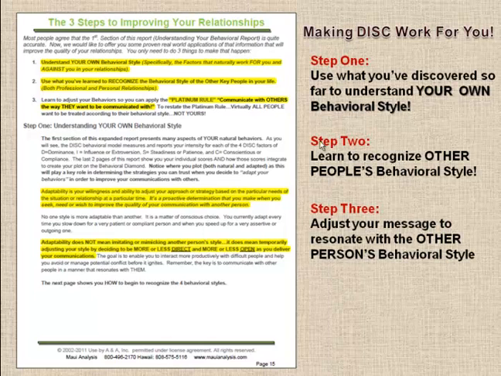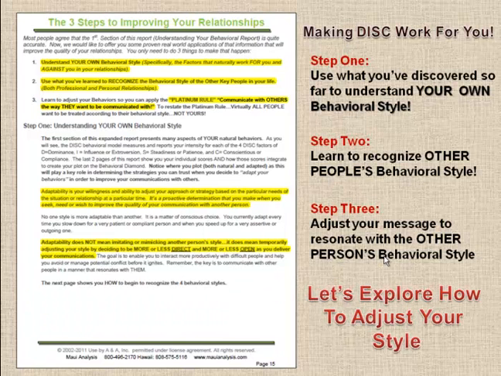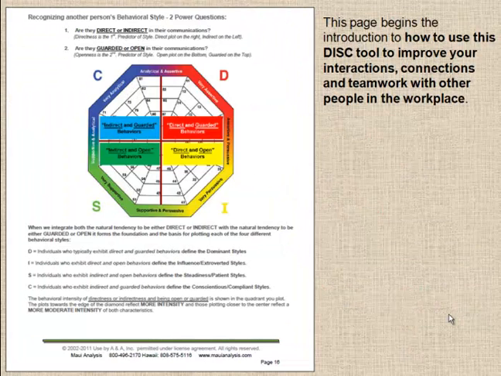And then step 3 is to use what we call the platinum rule, which is to adjust your message, not your idea, but your message, so that it will resonate with the other person's behavioral style. So let's explore how you do this. This can very well be one of the most valuable things you will learn that will serve you well for the rest of your life.